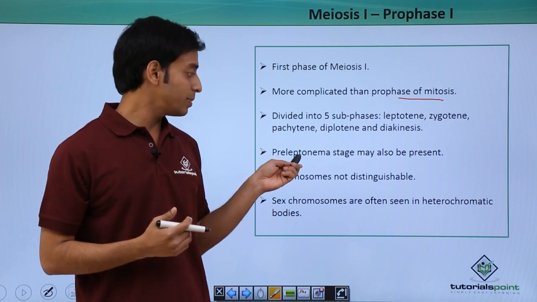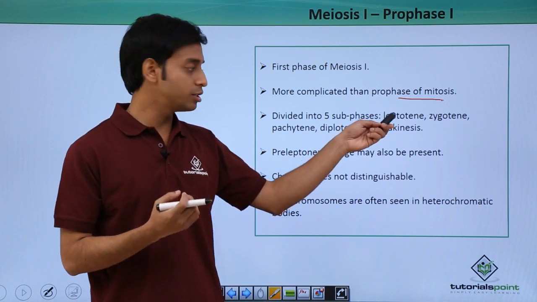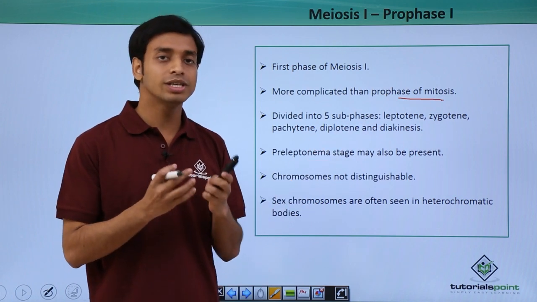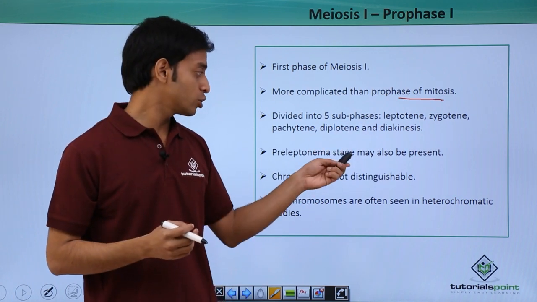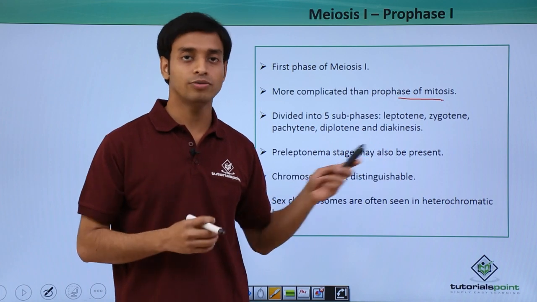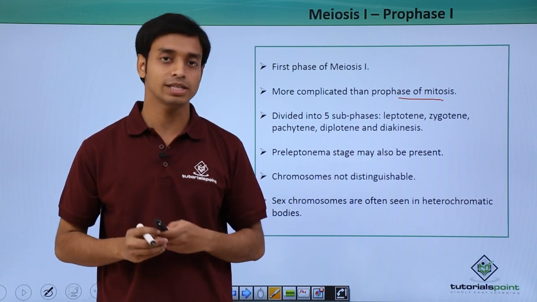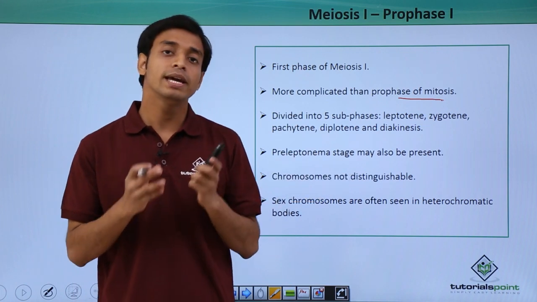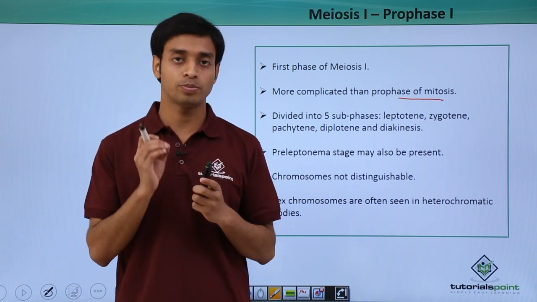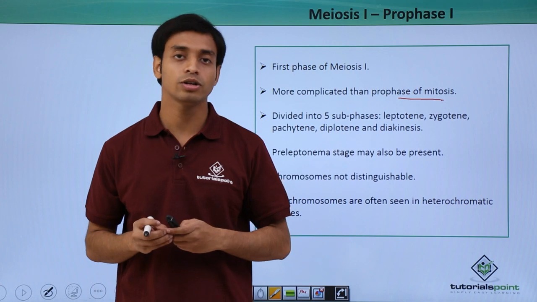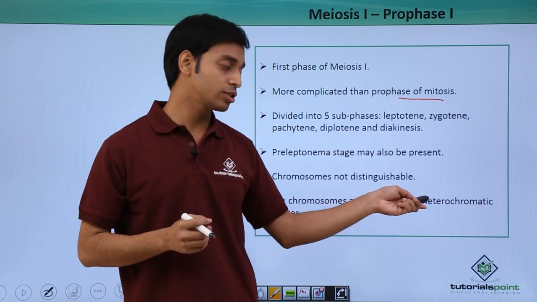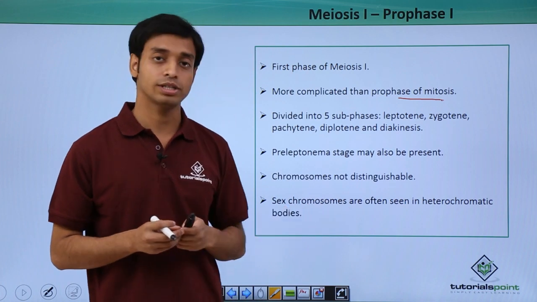The pre-leptonema stage, a small stage before this leptonema stage or leptotene stage, has also been found out. So this may or may not be present. This has also been found in some cases in some of the cells. The chromosomes are not distinguishable in this prophase I. So properly the chromosomes are not visualized. The sex chromosomes are often seen as heterochromatic bodies.